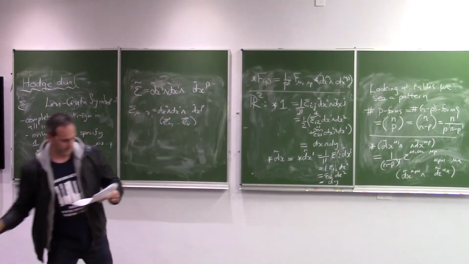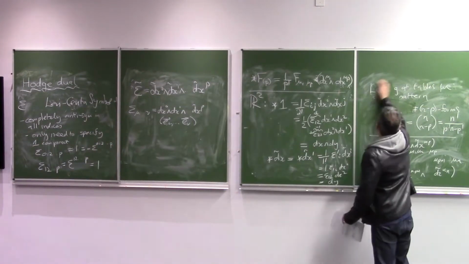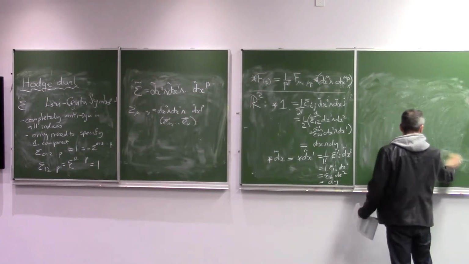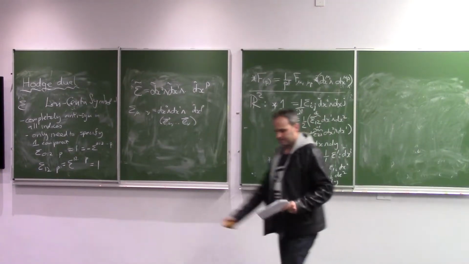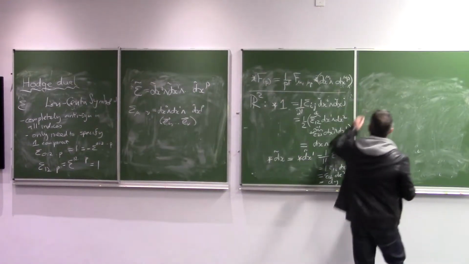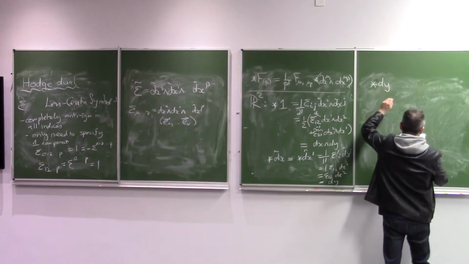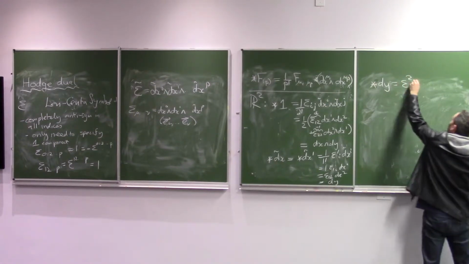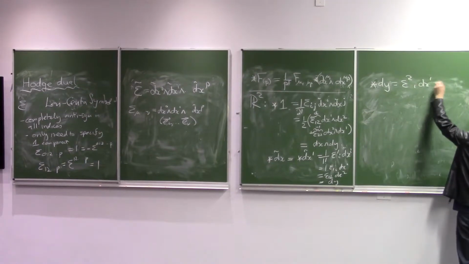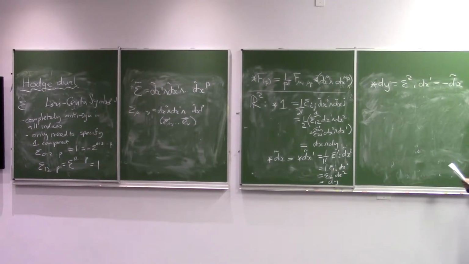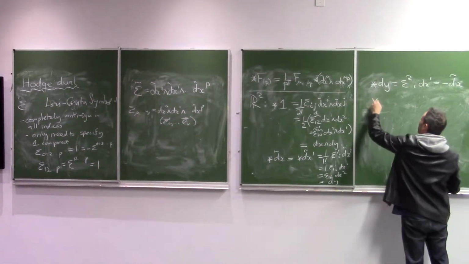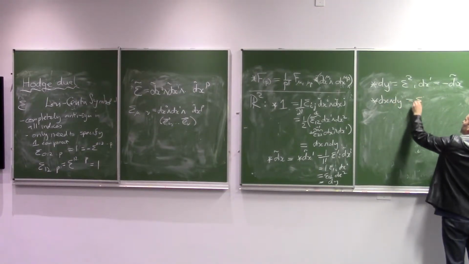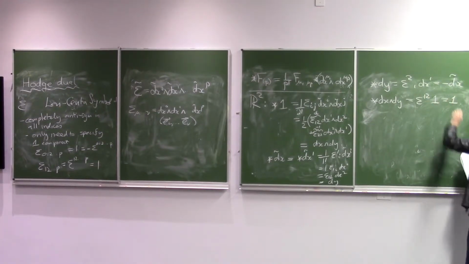And let's work out the Hodge dual of dy. I'll be a little bit quicker now. So that's going to be equal to epsilon 2 i dx i. So that's going to be equal to minus dx. And finally, if I look at the Hodge dual of dx wedge dy, that's going to be equal to epsilon 1 2 times 1, equal to 1.